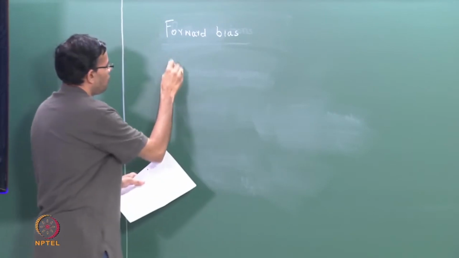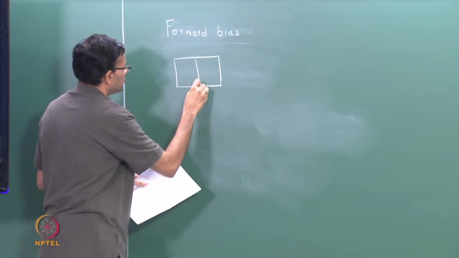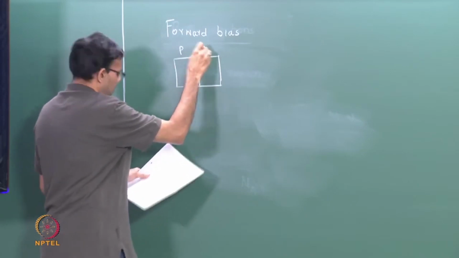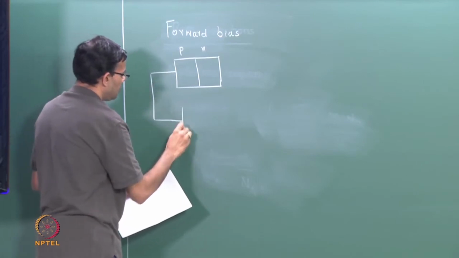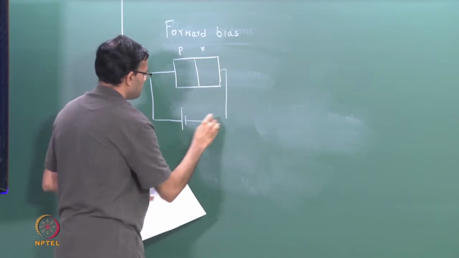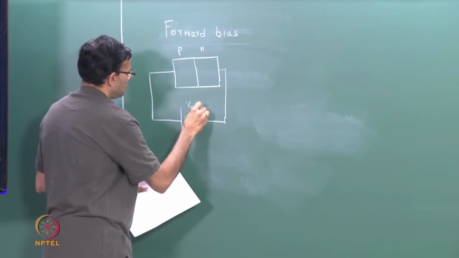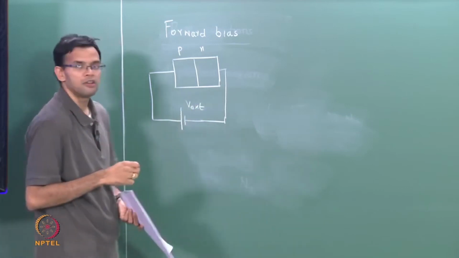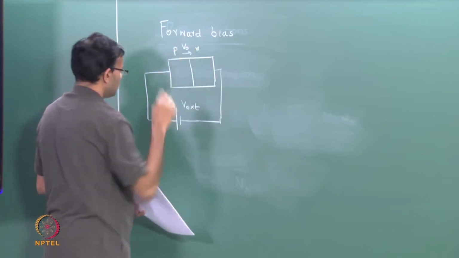In the case of forward bias, this is my schematic, p and n. I am going to connect the p to the positive side and n to the negative. So, let this be V external. There is a contact potential at the junction, that is your V naught.